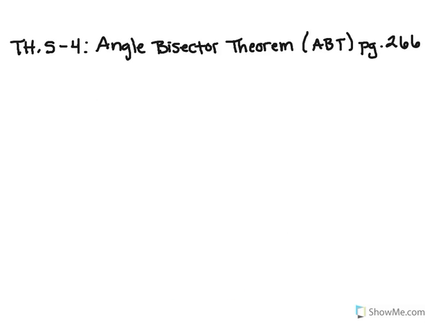So the next theorem that we're going to look at is theorem 5-4, Angle Bisector Theorem, or ABT. It's on page 266 if you want the exact definition. And we're going to look at this from a picture point of view.